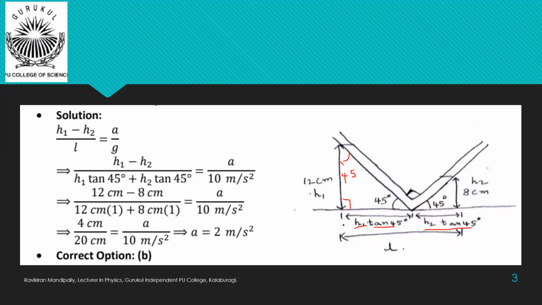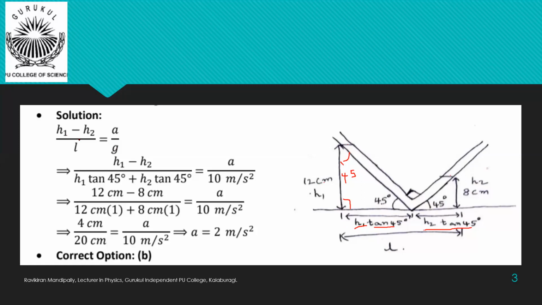And here L, theoretically, is H1 tan 45 plus H2 tan 45. Just for convenience or for generalization, you can remember this formula. If theta 1 and theta 2 angles are given, you can take this L as H1 tan theta 1 plus H2 tan theta 2. Since the angle is 45 degree, it is easier in this case to take the value of H1 and H1 tan 45 to be equal, and H2 and H2 tan 45 to be equal.